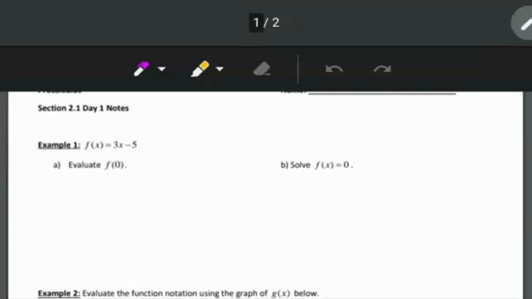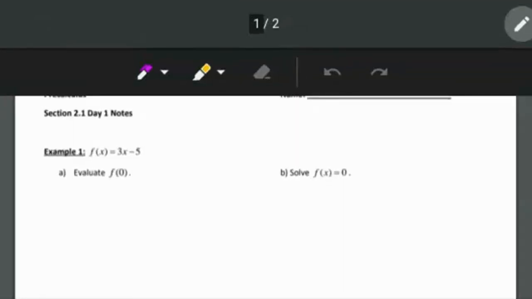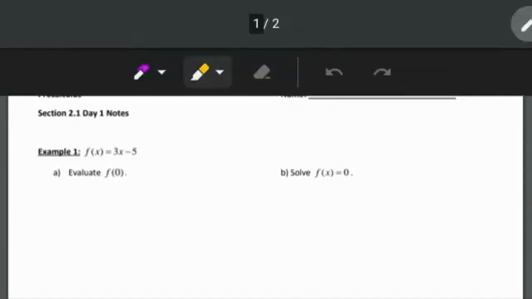Day one notes. Take a look at example 1. They give you f of x equals 3x minus 5, and it says evaluate f of 0. So you guys know that's just function notation. Function notation tells you, basically, what to do. Has a 0 here, that means you're going to plug in 0 where the x's are. So if we do that, we'd get 3 times 0 minus 5. If you do the math, 3 times 0 is 0, so you get 0 minus 5, or a negative 5.